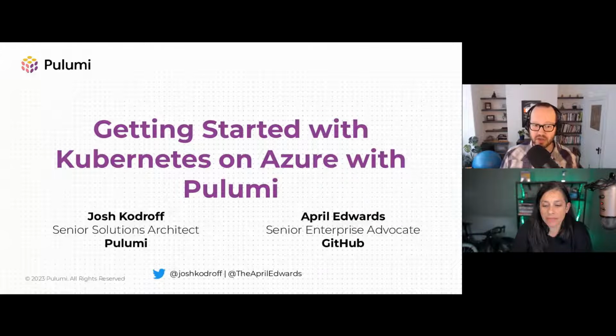My name is Josh. I'm a senior solutions architect here at Pulumi, and with me is April Edwards. April, if you'd like to introduce yourself. I am April Edwards. I'm a senior enterprise advocate at Microsoft at GitHub, formerly Microsoft. And I specialize in DevOps, infrastructure as code, cloud native stuff. And we're here to do some cool things with Pulumi and Azure and AKS today.